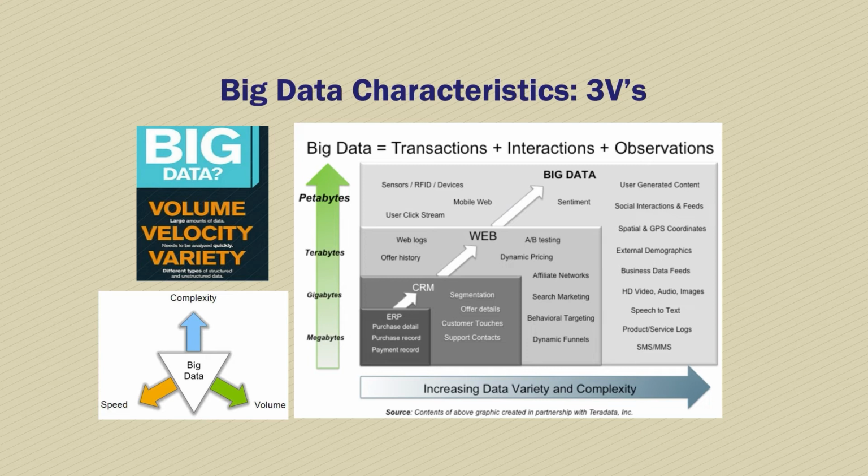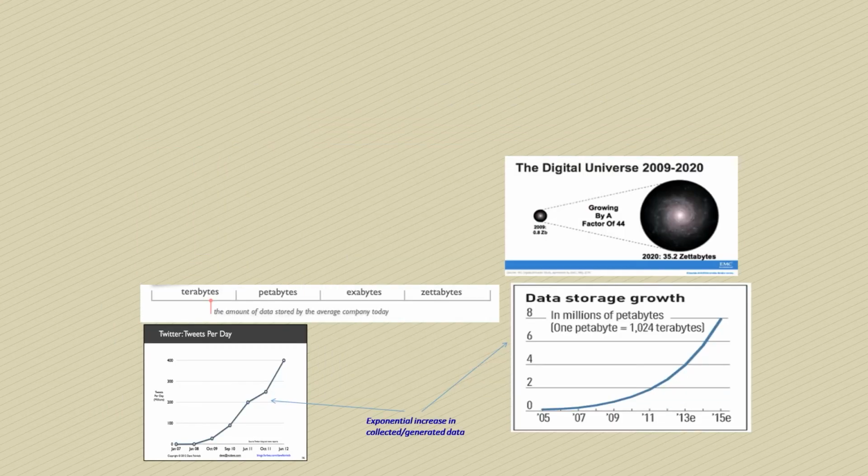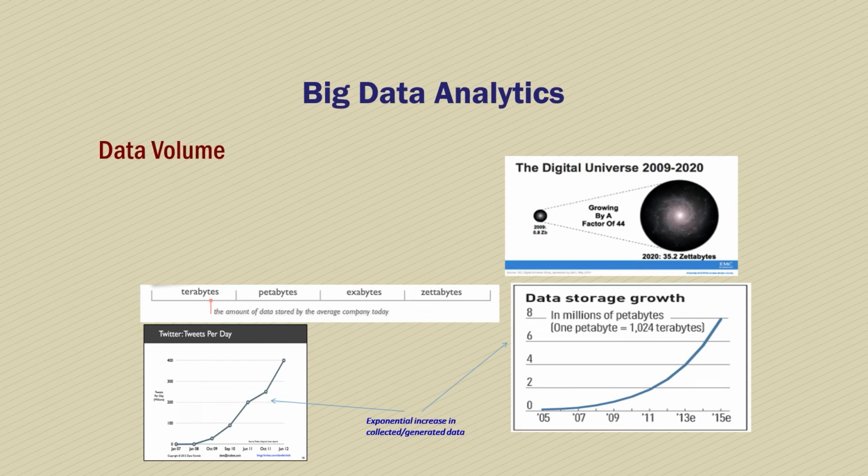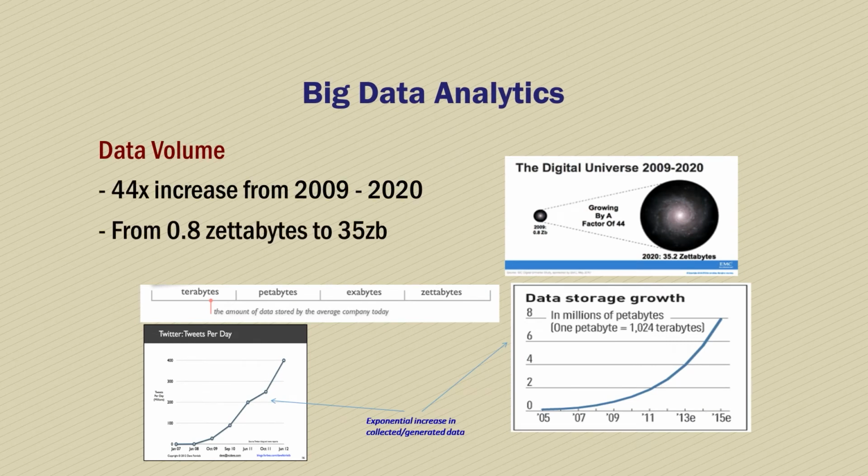Let's look at these important big data characteristics one by one. The first V stands for volume. That means we are talking about scale, and how the data volume is increasing exponentially. If you look at 2009 to 2020, the data generated has grown from 0.8 zettabytes to 35 zettabytes, growing by a factor of 44 times. That means if you look at tweets per day, there are nearly 300,000 tweets every single day.